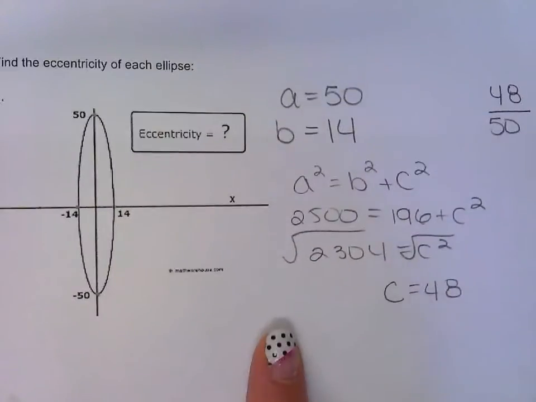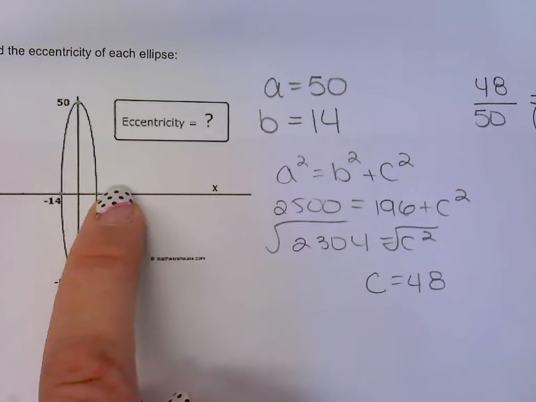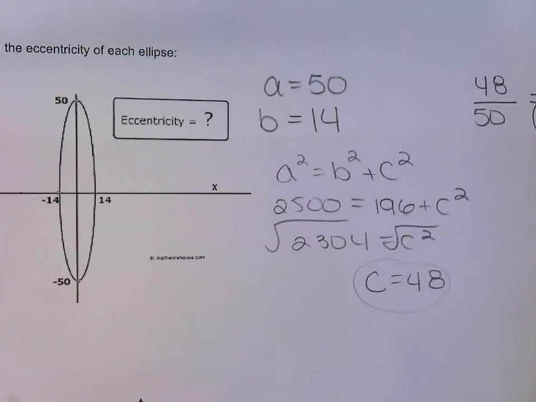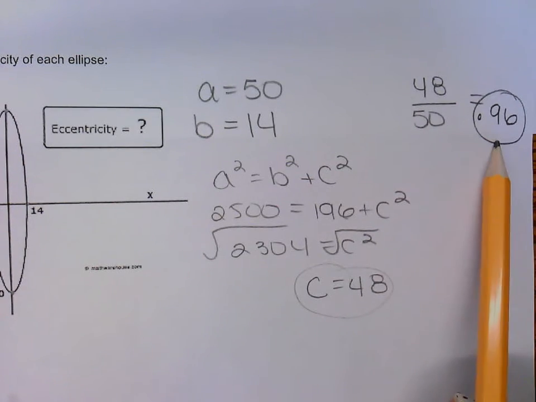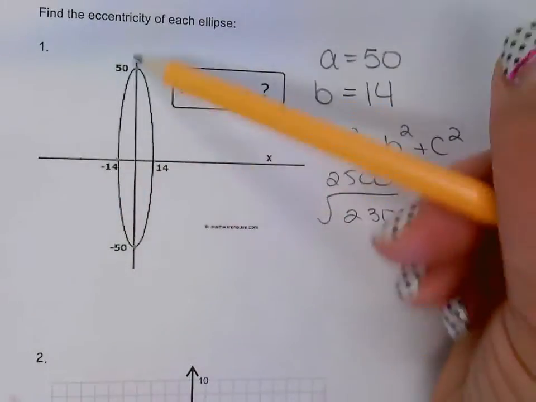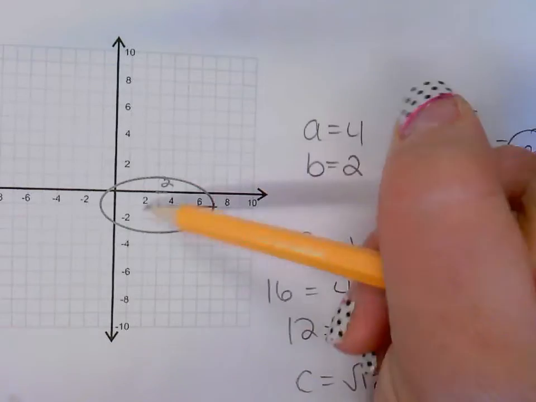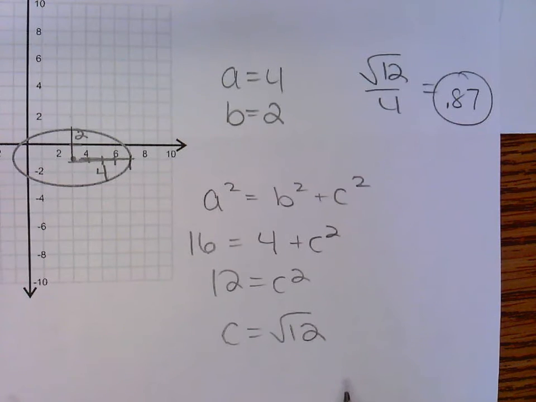All right, so I got A is 50, B is 14. When I plug that into the Pythagorean identity, I get that C is 48. So my eccentricity for the first example is 48 divided by 50. 0.96 is very close to 1, so it's very elongated. See how it is elongated. You can see that from the graph. All right, and then example 2, I got that A was 4 and B was 2. So when I solve for C, I get C is the square root of 12, and the square root of 12 divided by 4 is 0.87.